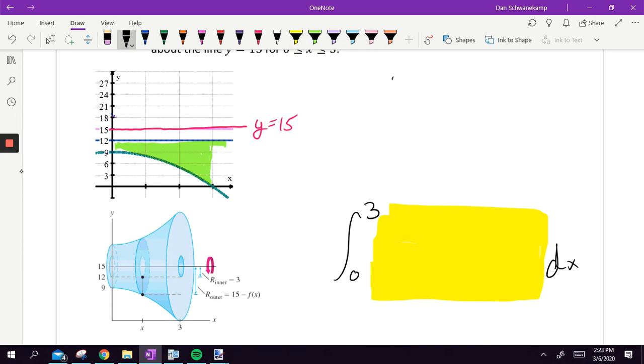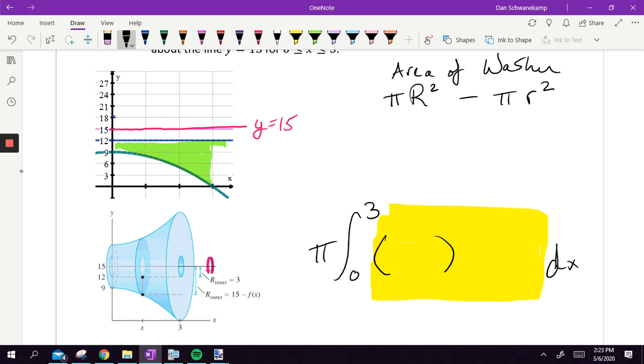When we decide we're doing our cross section, I'm doing the area this time of a washer. So to find the area of a washer, we go big circle minus area of the little circle. We can factor a pi out. It's the big radius squared minus the little radius squared. And all I have left to do is decide what is the big radius and what is the little radius. Take a second with your neighbor and see if you can decide what goes where.